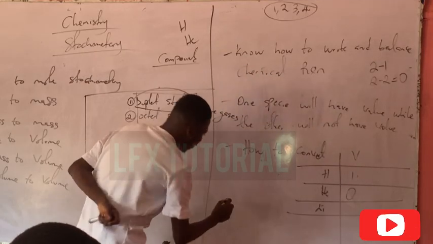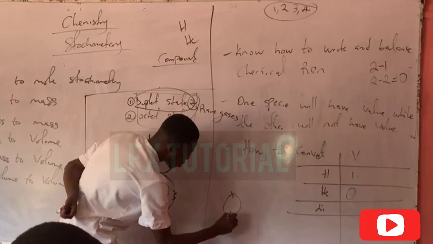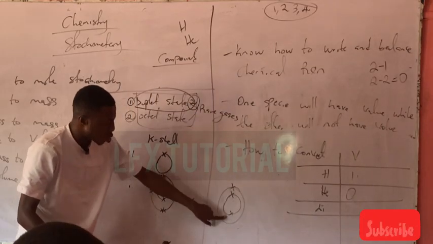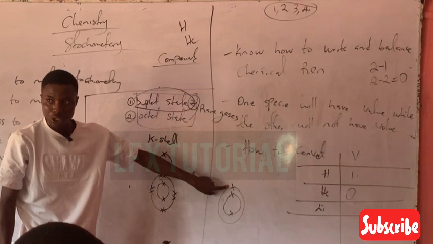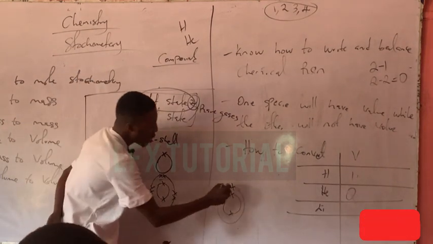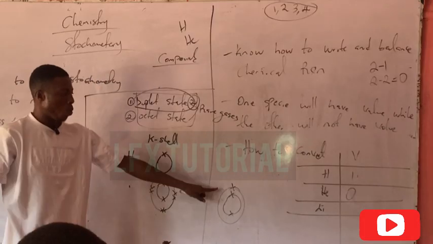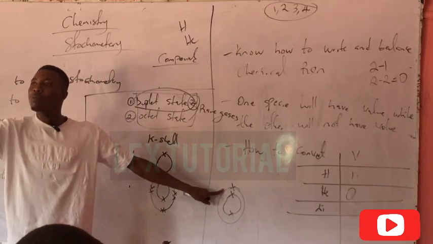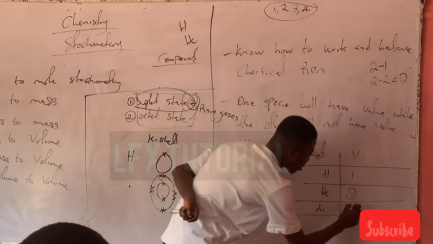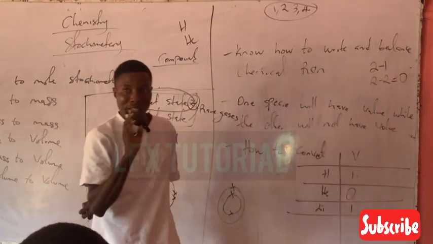Now, if I have, this is K shell, 1, 2, and this is what? 3. Do you understand now? 1, 2, and this is what? 3. So now, how many electrons do I see in the outermost shell? 1. This one becomes their what? Valency. So what is now this thing here? 1. Did you see it now?